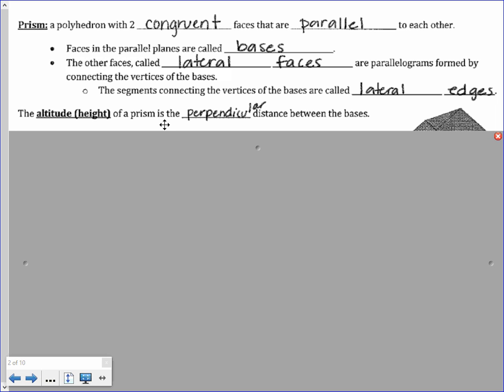The altitude and the height, that'll be important today. Here's what I want you to underline. Yes, it's perpendicular, but this is what's really important right there. Sometimes height gets a little bit confusing because now that we're in 10th grade math, your height does not always go up and down. It could be left and right, it could be front to back, but it's always the distance between the bases, and it is perpendicular.